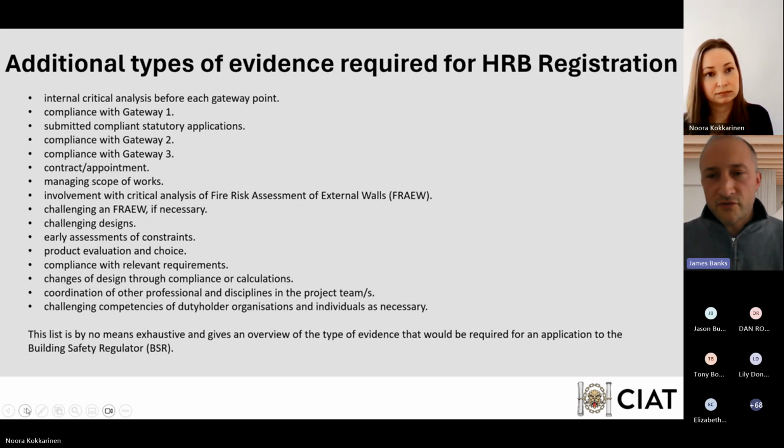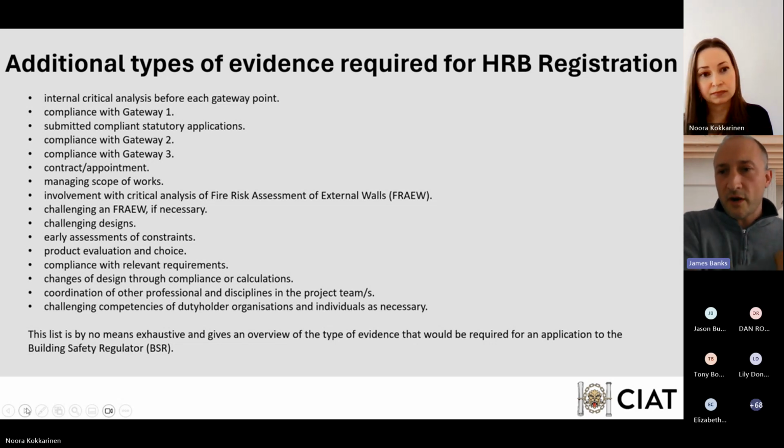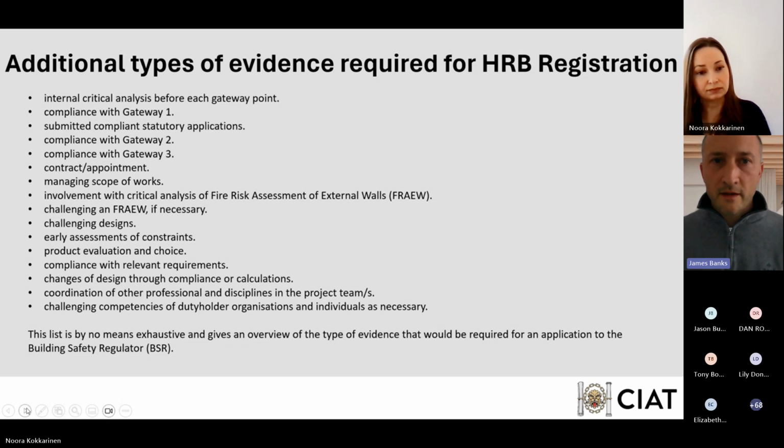For a HRB registrant, we are mindful that some of these criteria are quite new to industry, and it may be the fact that a lot of professionals in industry may well not have got to certain points, such as compliance with Gateway 2, compliance with Gateway 3, and the BSR may not be fully up to speed with regards to each of the stages of what needs to be required for individuals to meet those criteria. So again, these are types of evidence you could potentially bring into your application.